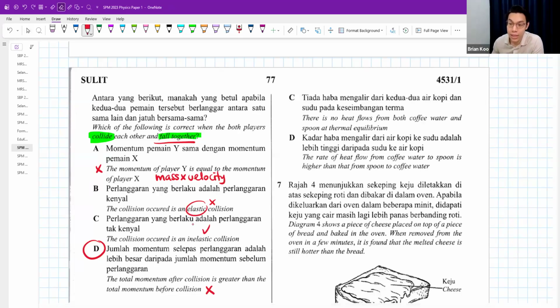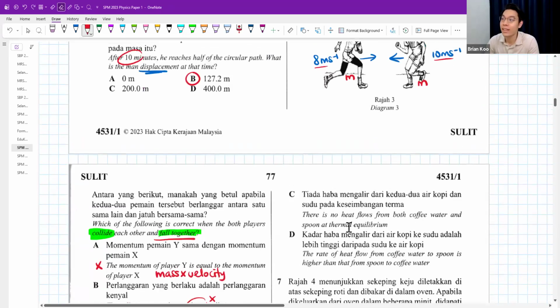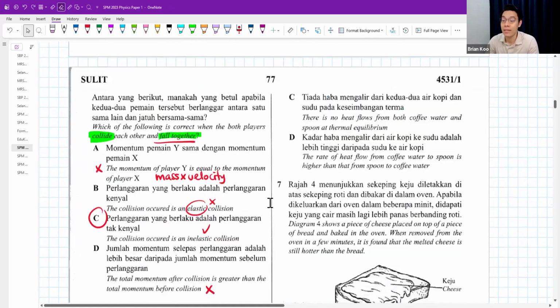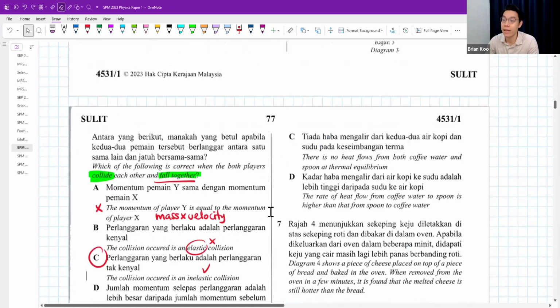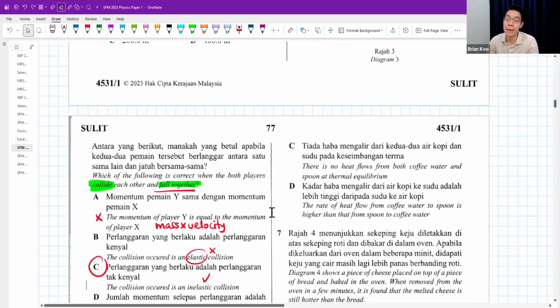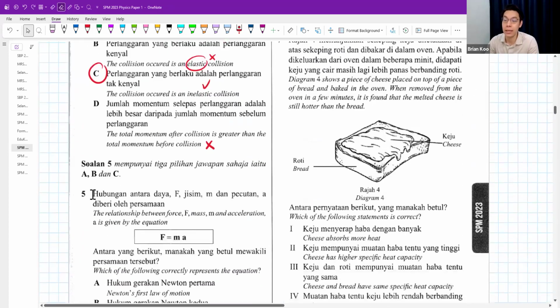Sorry, I wanted to circle C. Answer C, not D. So question 4 is C. The rest are all wrong. Okay, the keyword is fall together, inelastic.